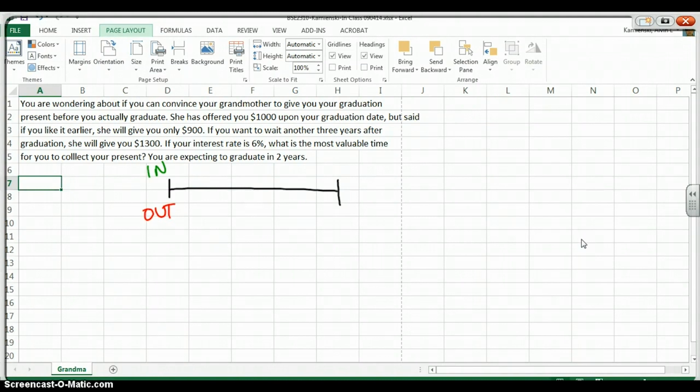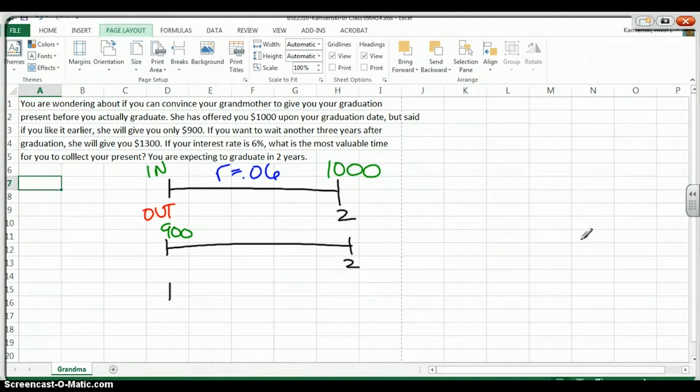So in the first case, she's offered you $1,000 upon your graduation, which would mean you could get $1,000 in the 2 years from now that you plan to graduate at a rate of 6%. But in your negotiations with her, you said, I don't really want to wait, and so you would like to, instead of waiting that 2 years, get the money from her right now, in which case she's offered you $900.